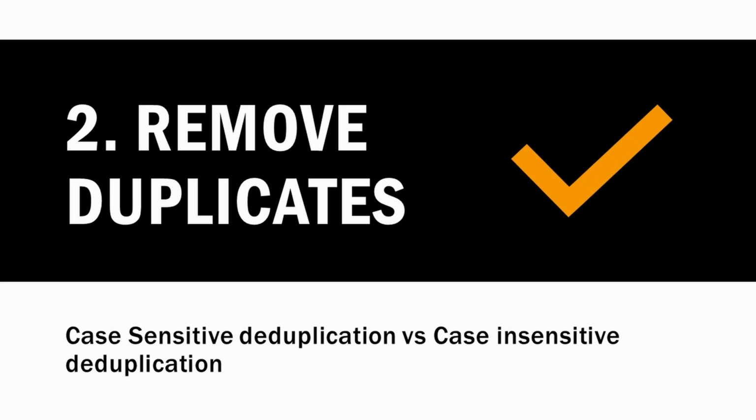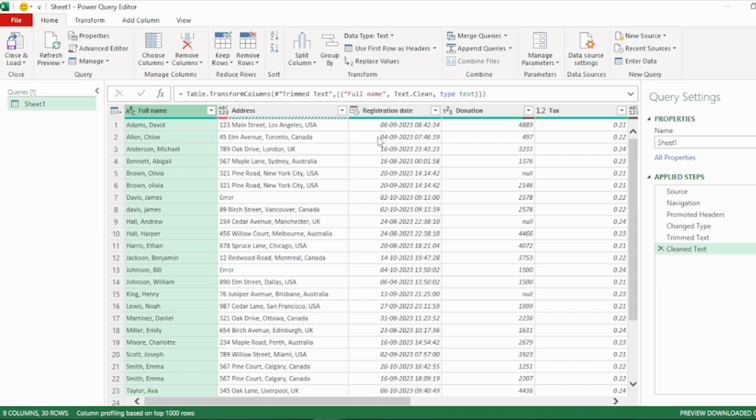Now there might also be some duplicate values in your data which you want to remove. So to remove duplicate rows from your data, what you will do is you will select the column in which there are duplicate values. Then you will go to the home tab and click on remove rows and click on remove duplicates here. This will remove the duplicate rows from your data.